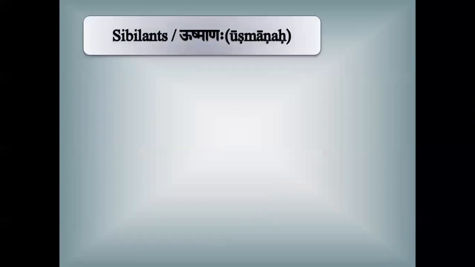Now, you have to pay more attention. Sibilants are called Ushmanaha in Saṃskṛtam. You can remember the Saṃskṛta name. The first letter is Sha. Not Cha, it is Sha. Like the sound in the word Shankara, Shankaracharya, Shiva, Shastram. That is Sha.